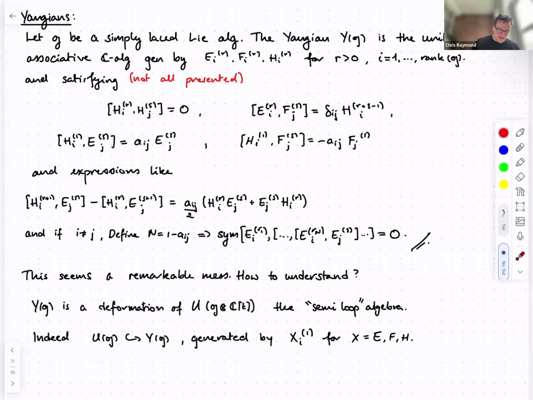And indeed, I get an embedding. If I want to find the enveloping algebra of my G, this embeds in the Yangian. And this embedding, the generators of this are given exactly by the generators that I would have in terms of E, H, and F, where I take any subscript, but I only take the superscript 1.